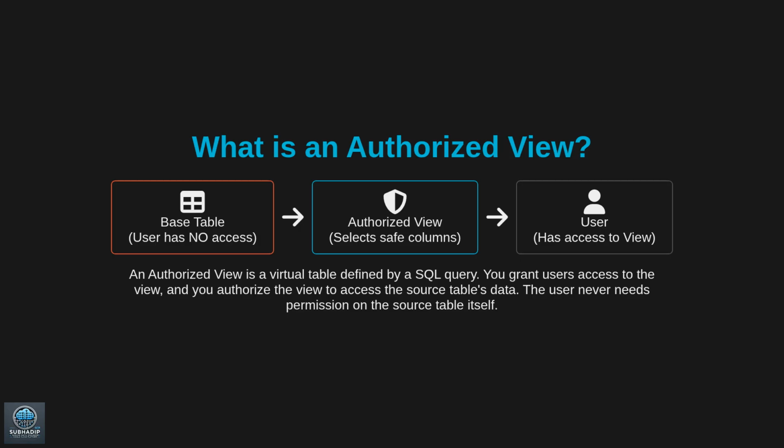First up, an authorized view. Think of it as a security guard. A user queries the view, not the original table. The view itself is given special permission to access the base table, and it only returns the specific columns and rows defined in its query.